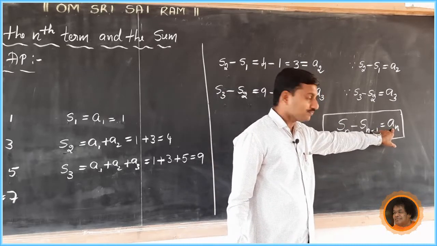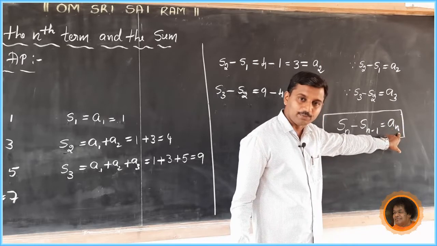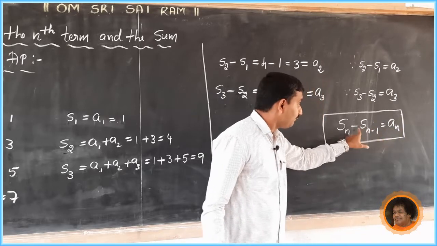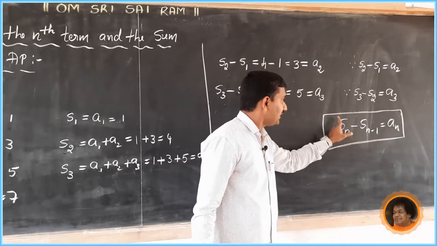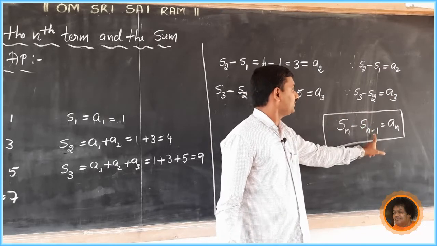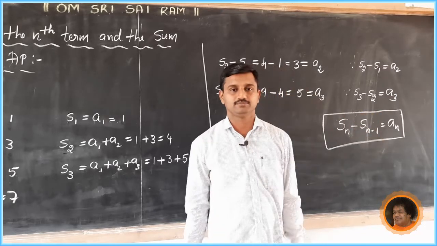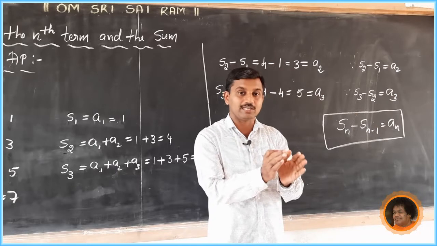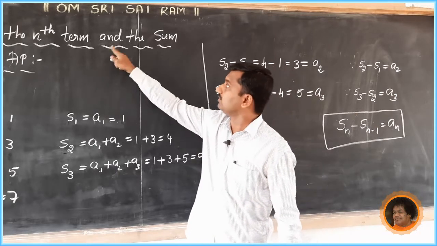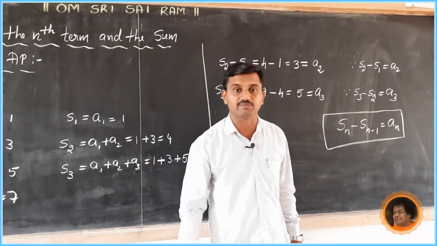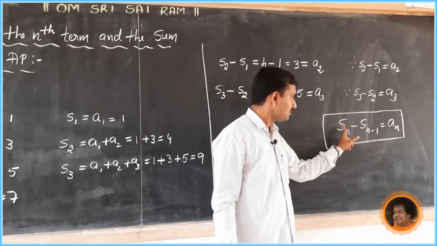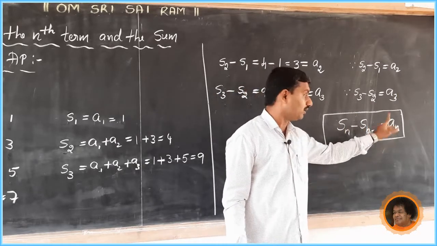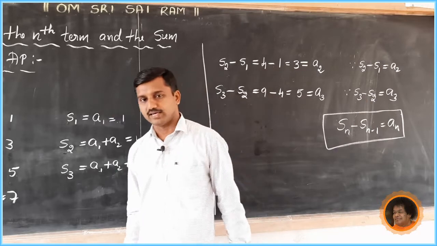Listen carefully. The nth term of an arithmetic progression is the difference of the sum of the n terms and the sum of the n minus 1 terms. What is the relation between the nth term and the sum of the n terms of an arithmetic progression? Sn minus Sn minus 1 equal to an. So I think it is clear.